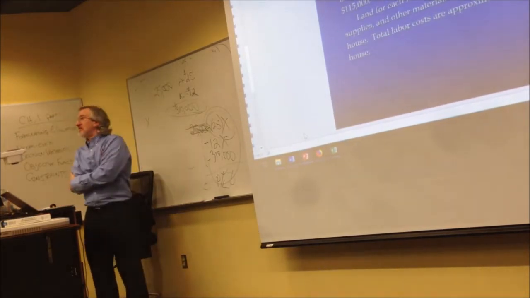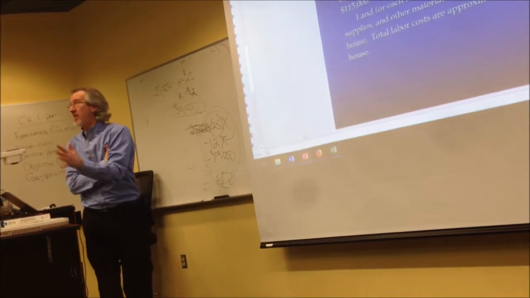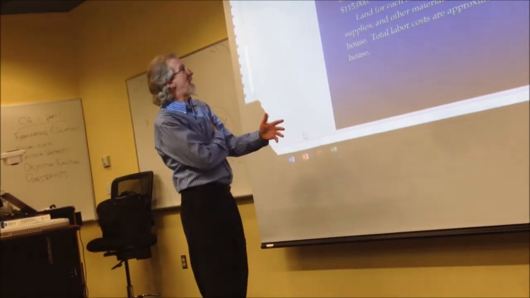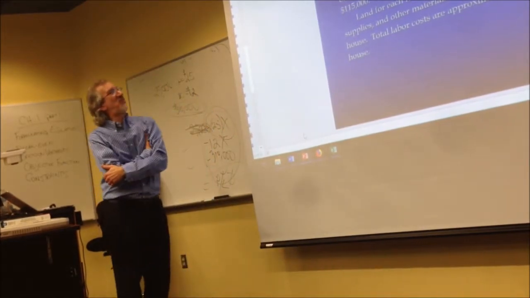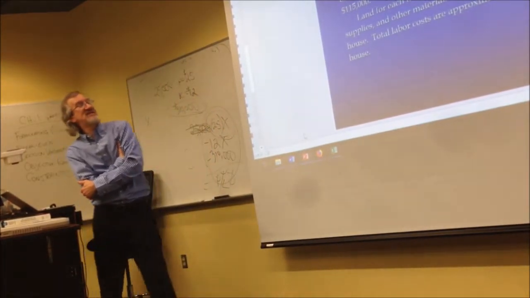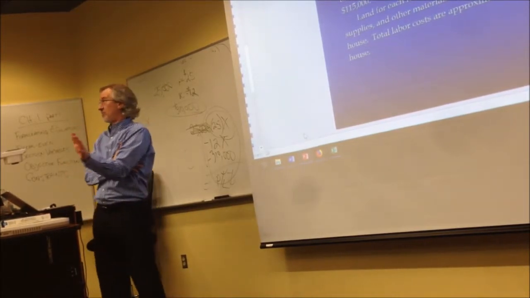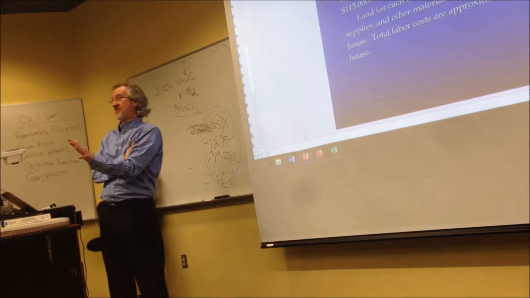This company is building one type of house. It's like a log cabin type of house. They're called Ponderosa Development Corporation. They sell this house for $115,000. $115,000 includes everything. All right, $115,000.